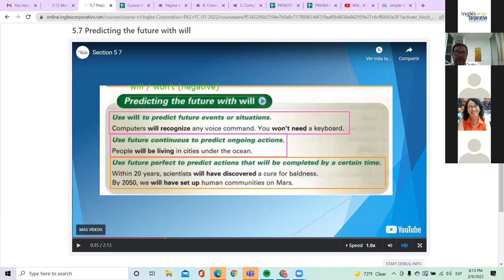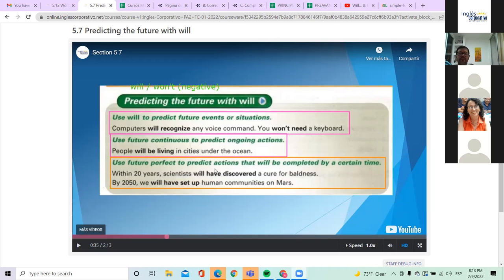Who wants to read the last one? Use future perfect to predict actions that will be completed by a certain time. Within 20 years, scientists will have discovered a cure for baldness. By 2050, we will have set up human communities on Mars. Thank you so much, Maritza.